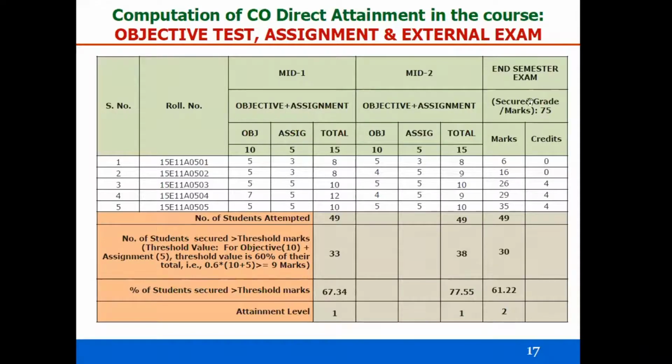So now, coming to the end exam also. How to calculate the end exam? End exam question wise marks, we don't know. So only total marks we have to consider, like how we did objective plus assignment. Here 49 students attempted the end examination. Out of 49 students, how many students secured the pass marks? That is 26 and above.